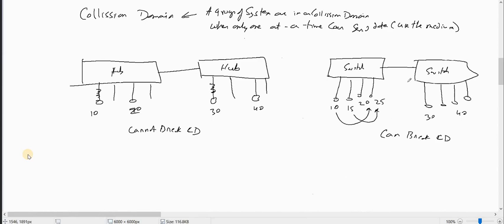How is a switch able to break the collision domain? Every port is a different collision domain in a switch. That is the answer. Now my question is how? Once you explain to me how it happens, then you can tell me that this is a different collision domain.